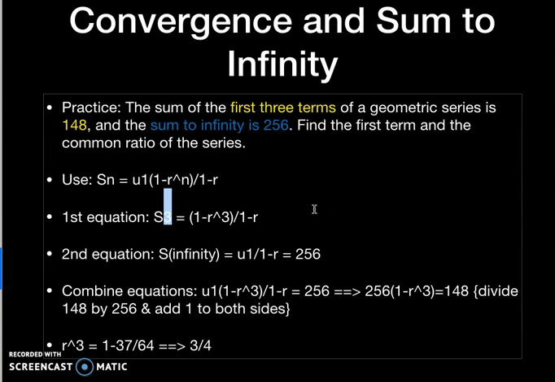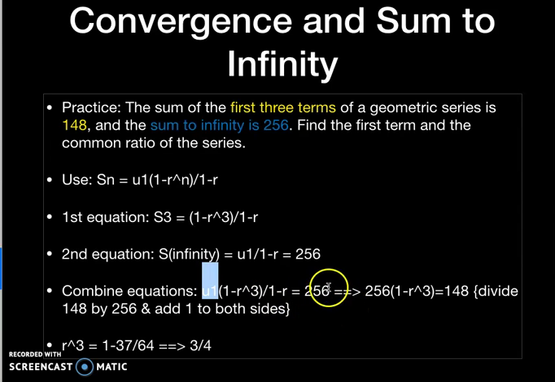Now, here's the second equation. We want the sum to infinity equation because we have the value of the sum to infinity. So we'll put in u1 over 1 minus r equals 256. Here is where we're going to start combining these two equations. So let's combine these equations. We have u1, open parentheses, 1 minus r to the 3, over 1 minus r equals 148.